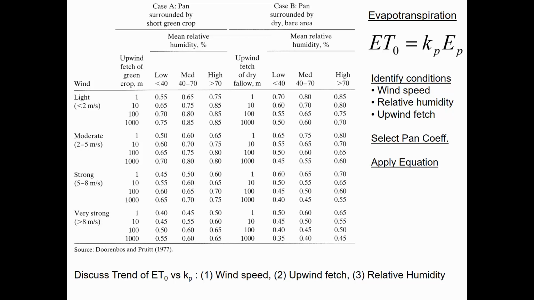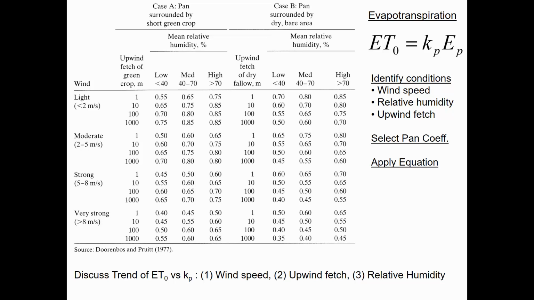It's just saying, where is the pan relative to the rest of the crops? And so the effect here of upwind fetch is that as the upwind fetch increases, it gets closer and closer between the pan coefficient, what you're observing in the pan, and the actual evaporation of the crop. And the reason for that is that the air is more humid as the air has contact with some upwind fetch before it gets to the pan.